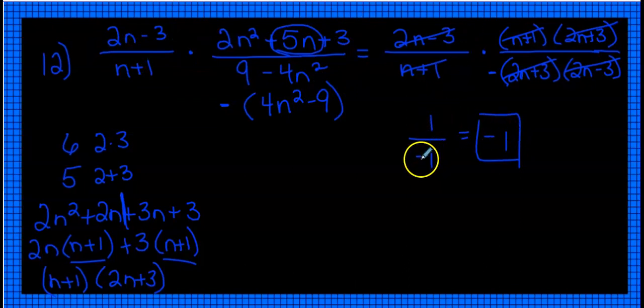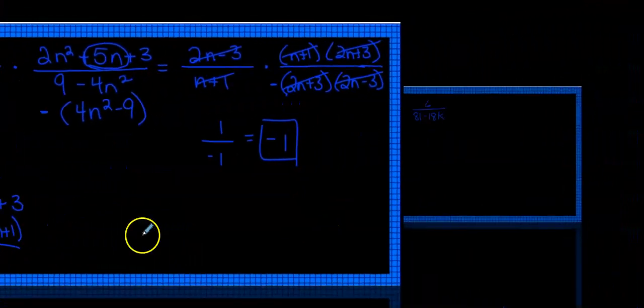But remember, that's only if when you set all these factors up equal to 0, n could not be -1, n could not be -3/2 or +3/2. So just keep that in mind as we do these. We're not going through all that to save time.